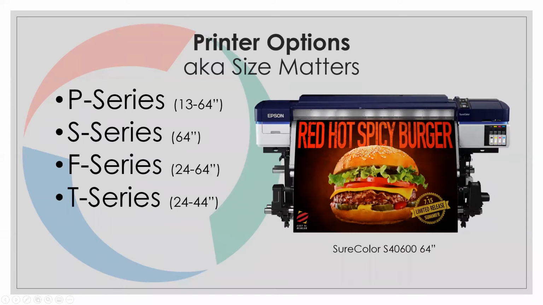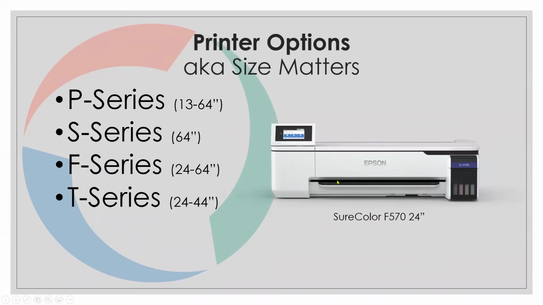So I just want to show you guys a couple things here. We got the S series. This is the S4600, 64-inch wide, CMYK. They also have an 8600 with a wider gamut. We also have the 570, which is probably our most popular printer right now.